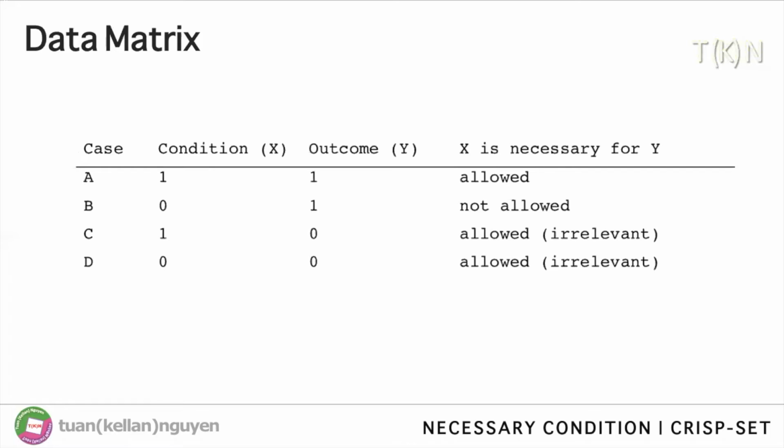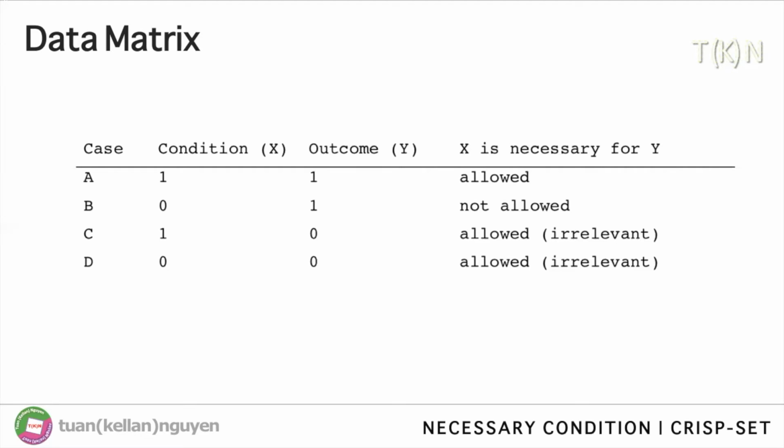We can demonstrate the test of necessity for QCA using a data matrix. For instance, we have one QCA condition X and one QCA outcome Y. In these two columns, 1 indicates the condition or outcome is present, while 0 indicates the condition or outcome is absent. There are 4 cases that are logically possible: A, B, C, and D.